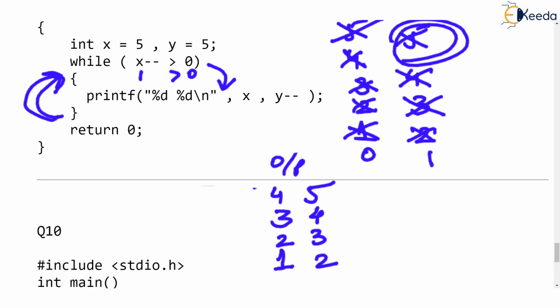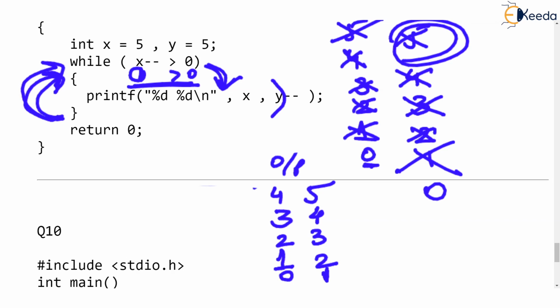Wait, but we have gone inside the loop. The loop won't break yet because 1 was compared with 0, and after 1 got compared with 0, x got decreased to 0. Now the output will be 0 and then y, but y is 1. And after printing, y is going to become 0. Now during the next repetition, x is 0, but is 0 greater than 0? False. So this loop will break. So this is the output due to the while loop given in the question. I hope you have understood.